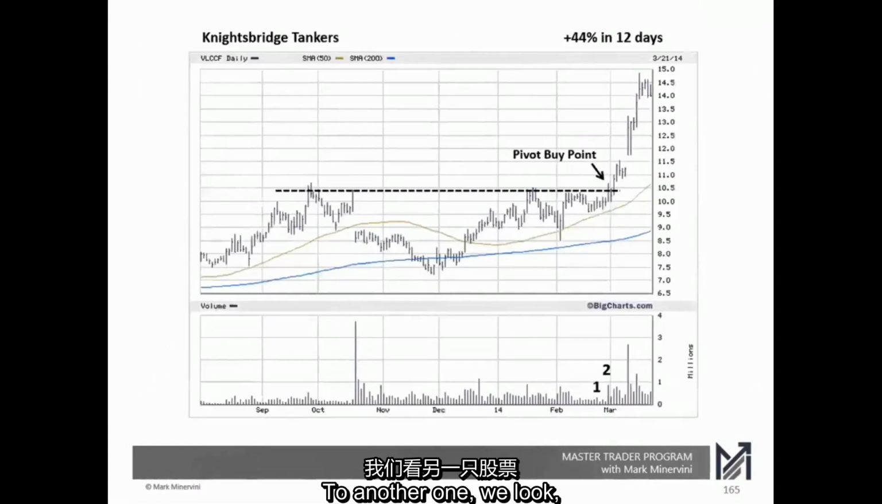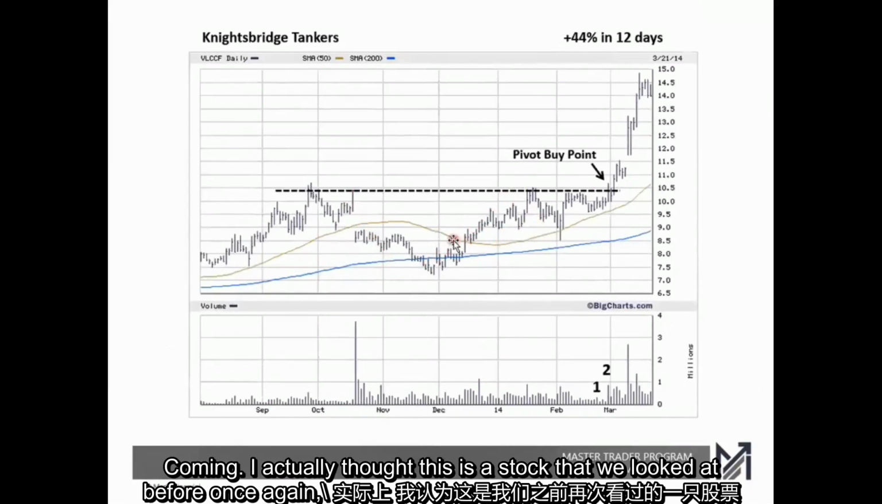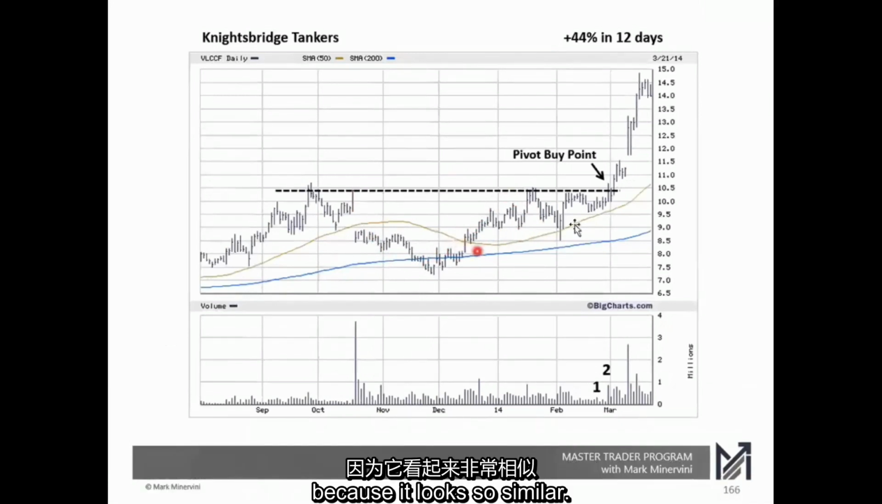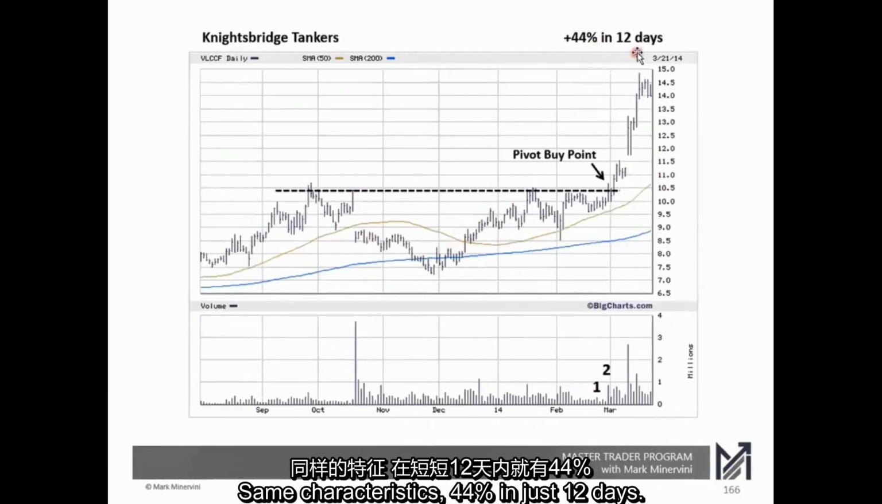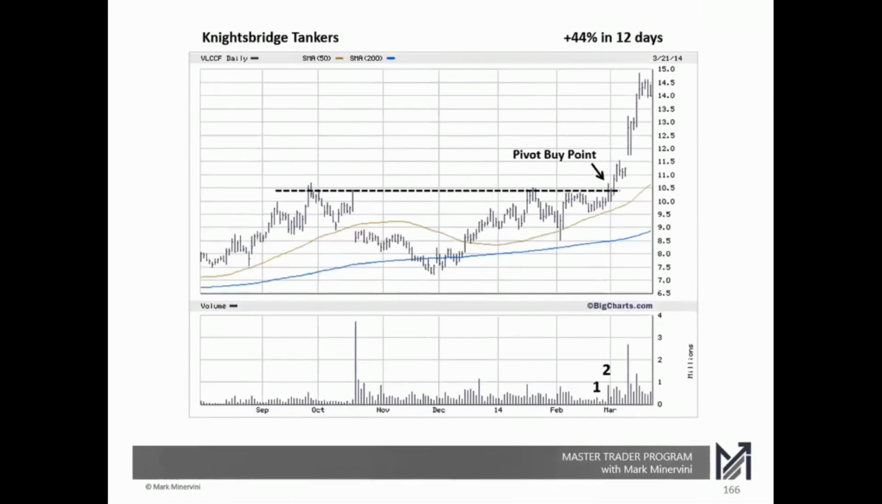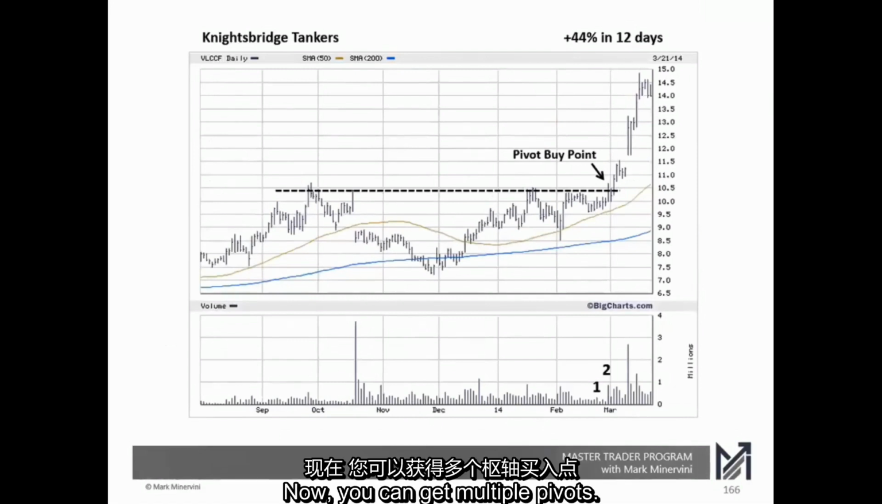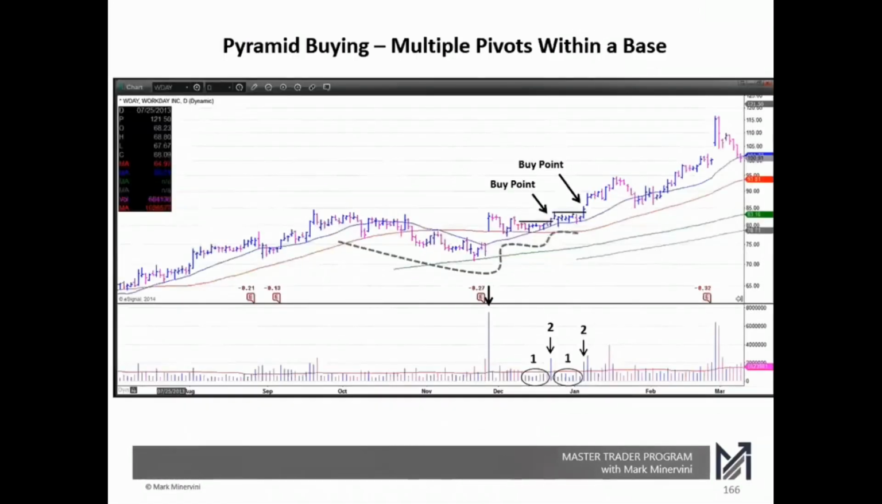Let's look at another one. This is Knightbridge Tankers. I actually thought this was a stock that we looked at before, once again, because it looks so similar. Same characteristics, 44% in just 12 days. All right, so now you can get multiple pivots. You might get multiple buy points.